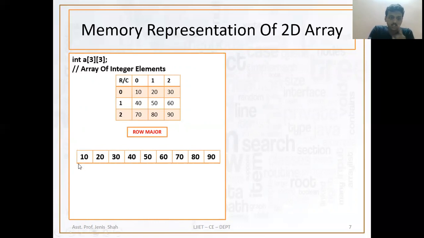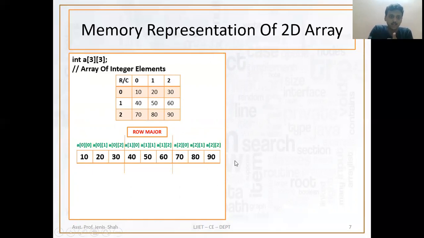The first one is row major. See, normally the array is of type 3 by 3, total 9 elements are there. I just took a single dimensional array like this: 10, 20, 30, 40, 50, 60, 70, 80, 90. It occupies memory in a sequential fashion, just like that. Now, how are the indexes there? Divided into three parts: first, second, and third. It's row major, that's why row wise: 10, 20, 30, then 40, 50, 60, then 70, 80, 90.